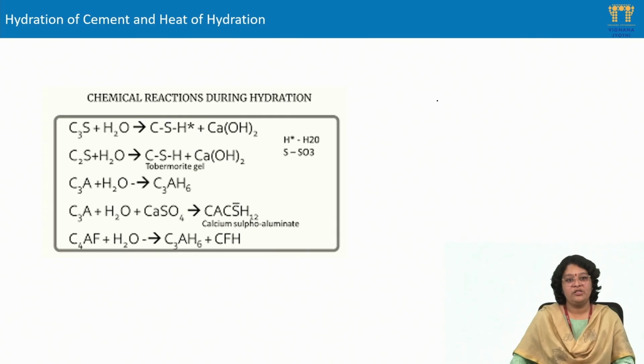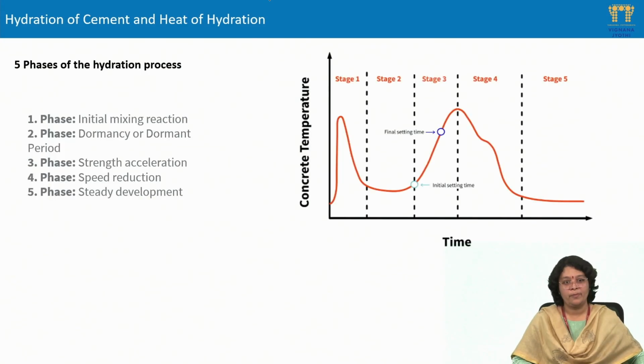These are the chemical reactions that take place when each of the compounds reacts with the water. When C3S reacts with the water, it results in the formation of CSH and CH, as well as C2S, C3A and C4AF also. Likewise, these are the different reaction products that are formed as a result of the chemical reaction between the cement and the water.